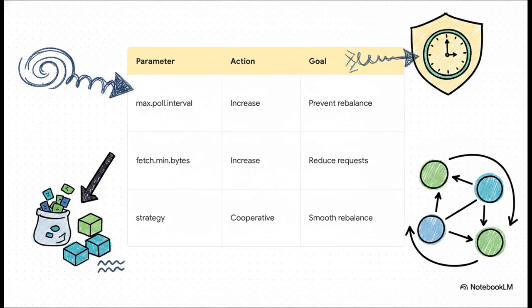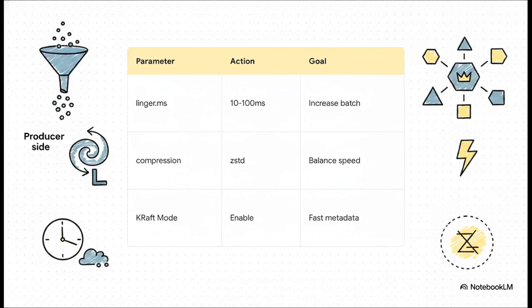But most importantly, switch your assignment strategy to the cooperative sticky assigner. This enables incremental rebalancing. It means consumers only drop the partitions that are actively moving instead of suffering that full stop-the-world pause. It is a real game changer. But consumers don't exist in a vacuum, right? You have to tune your producers and brokers to match.